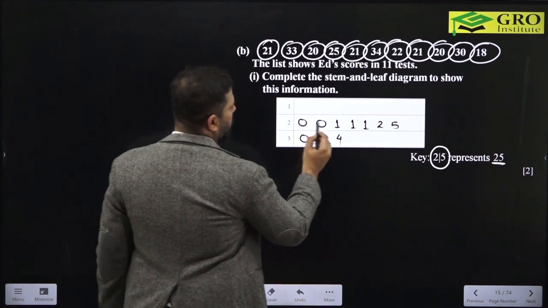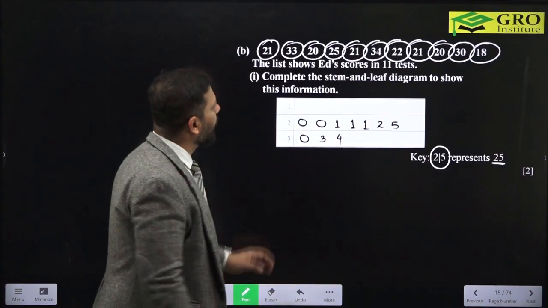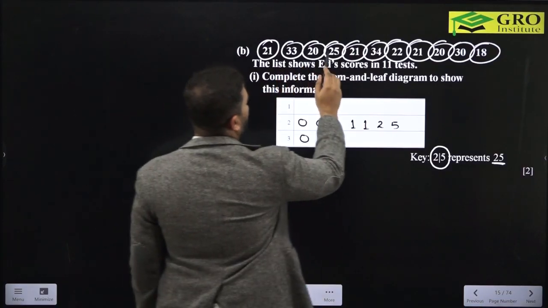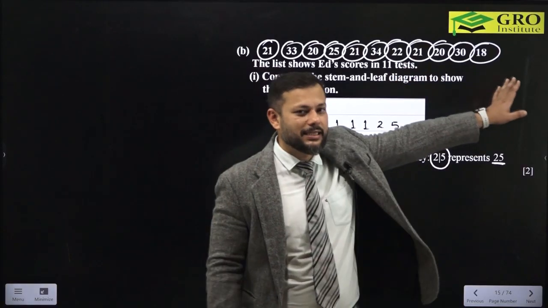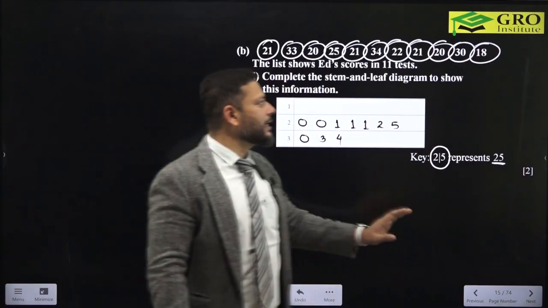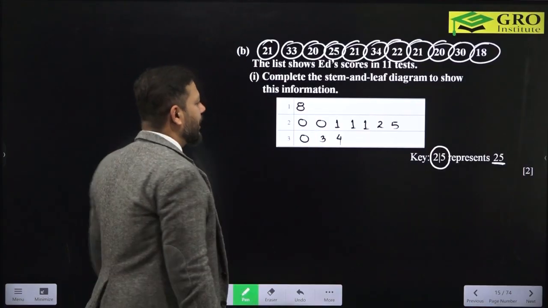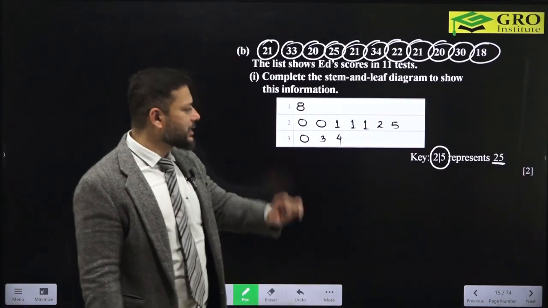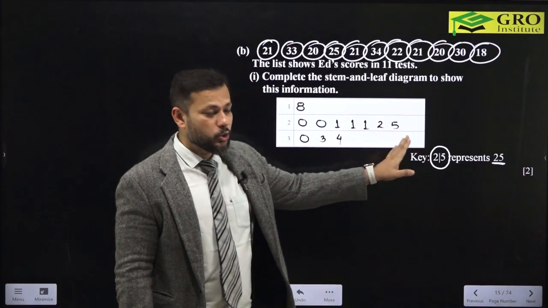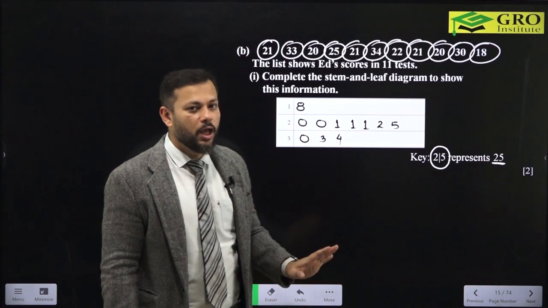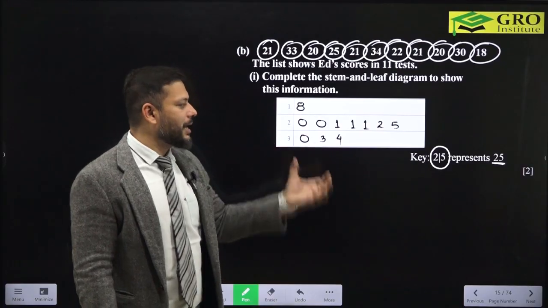Right, let us count. 1, 2, 3, 4, 5, 6, 7, 8, 9, 10. We are missing one number. I just want to look at it. 1, 2, 3, 4, 5, 6, 7, 8, 9, 10, 11. Oh, we missed out on 18, guys. That's my bad. When I look at this, 18 starts with 1. So yes, we have a digit over here. Yes, 8 is part of 18. So yes, we'll start with 18. Then 20, 20, 21, 21, 21, 22, 25, 30, 33, 34. These are these 11 scores of Ed arranged in a stem and leaf diagram.